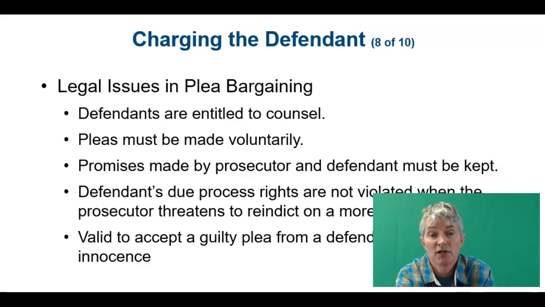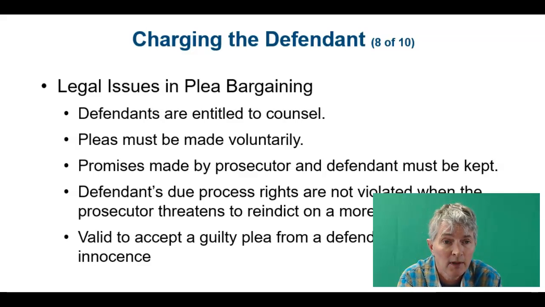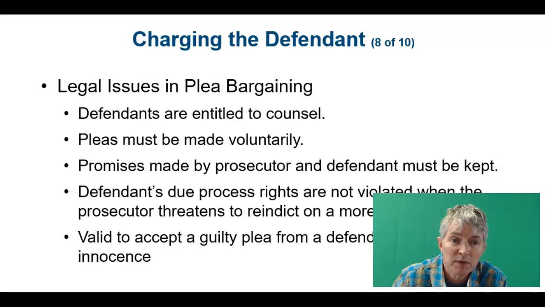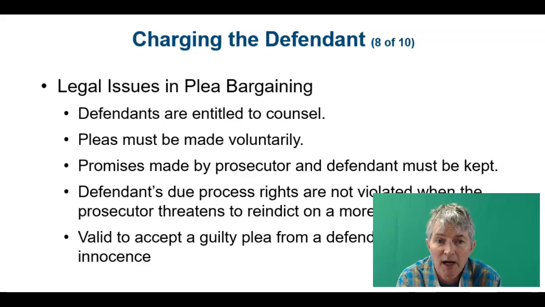The legal issues in plea bargaining, and there are some. Defendants are entitled to counsel. Pleas must be made voluntarily. Promises made by a prosecutor to a defendant must be kept. Defendants' due process rights are not violated when the prosecutor threatens to re-indict on a more serious charge. And it's valid to accept a guilty plea from a defendant who maintains innocence.